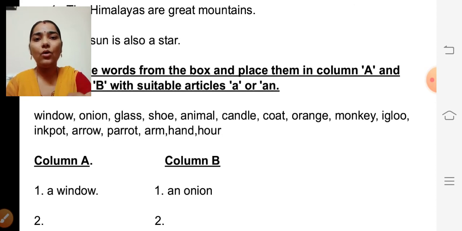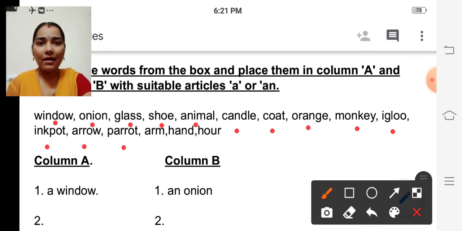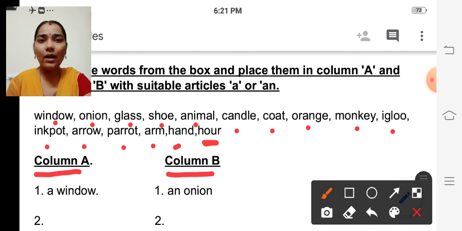Window, onion, glass, shoe, animal, candle, coat, orange, monkey, igloo, ink pot, arrow, parrot, arm, hand. This one is hour, isn't it? So we are going to separate these words, those who are having the article a in column A and those who have the article an in column B. So we have to separate these words.